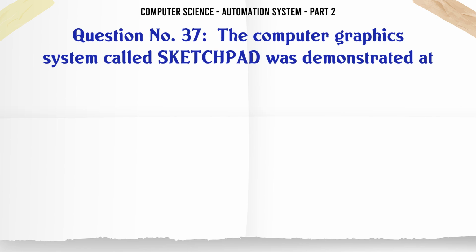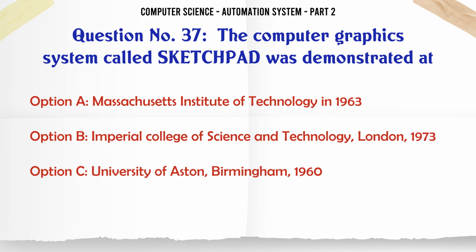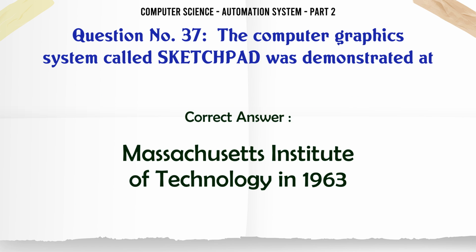The computer graphics system called SKETCHPAD was demonstrated at: A. Massachusetts Institute of Technology in 1963. B. Imperial College of Science and Technology, London, 1973. C. University of Aston, Birmingham, 1960. D. Cranfield Institute of Technology, London, 1962. The correct answer is Massachusetts Institute of Technology in 1963.